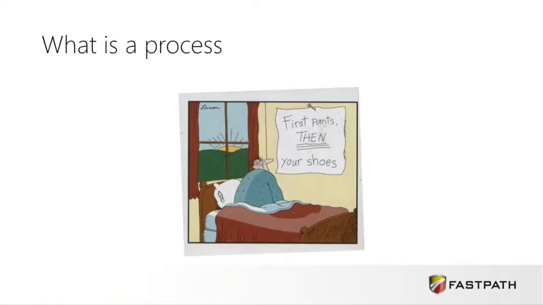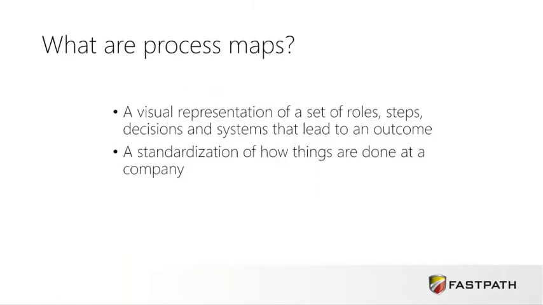So a process is really a representation of your set of roles, steps, decisions, and systems that lead to an outcome. A lot of people think of a process and leave some of those things out. They'll have steps, right? These are the 5 things I need to do. I've taught this session for a long time, and it's actually a workshop where in the end we build out a sales process.